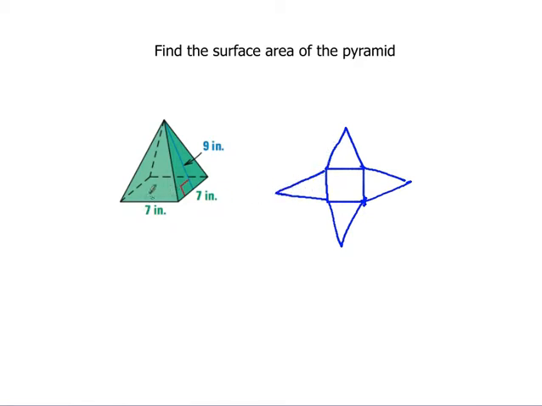So the area of the central bit, this is a 7 by 7 square in the middle, 7 times 7 will give me 49. So the area of the central part must be 49. Put the units on in a minute.